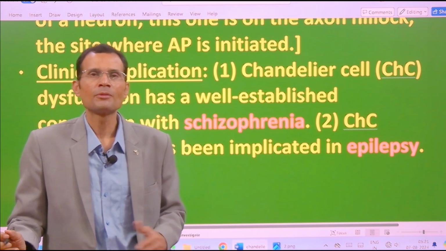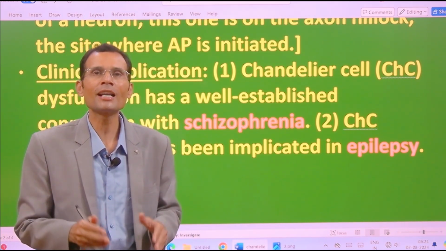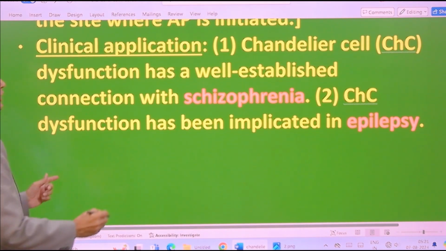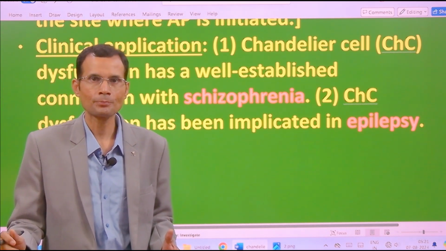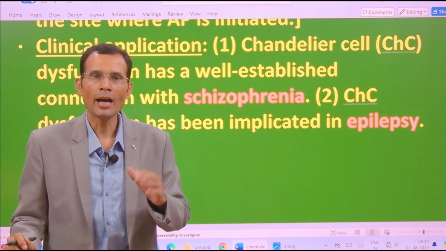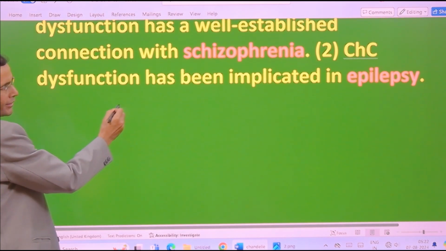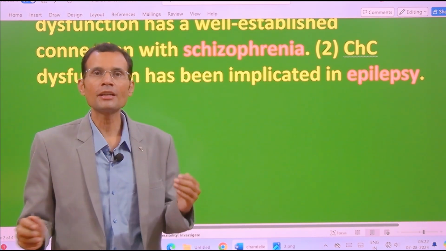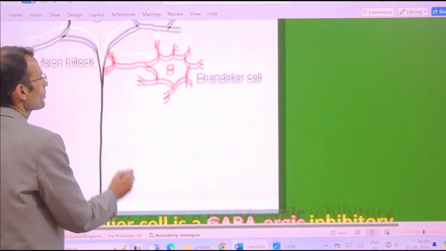You might ask, all right, this information is good, but does it have any clinical application? Yes, it does. Chandelier cell dysfunction has a well-established connection in schizophrenia. They have found that the dysfunction of this cell has been associated with schizophrenia, and Chandelier cell dysfunction has been implicated in epilepsy. This you can easily correlate.